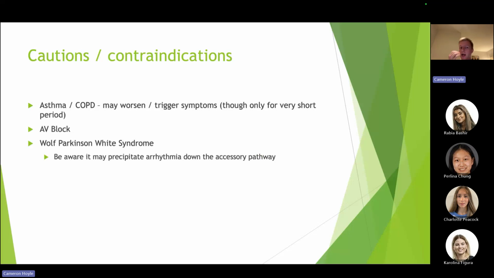And then Wolff-Parkinson-White syndrome, just be careful. It's not a contraindication as such. Some clinicians will give it, but just be aware that if you're giving it and the patient does have Wolff-Parkinson-White syndrome, you'll block the AV node, but you may very well precipitate the impulse down the accessory pathway, which could potentially precipitate a ventricular tachycardia. So just be very careful. But it can be used in that situation.